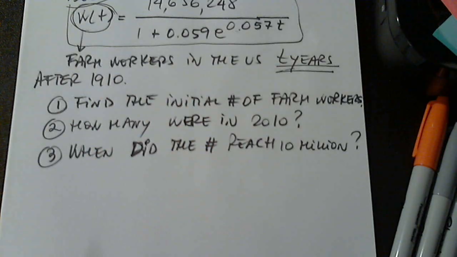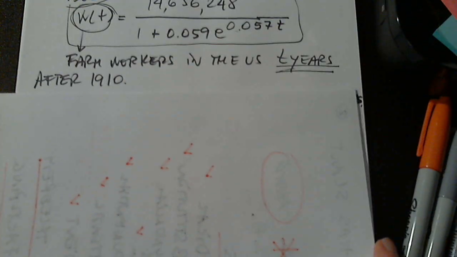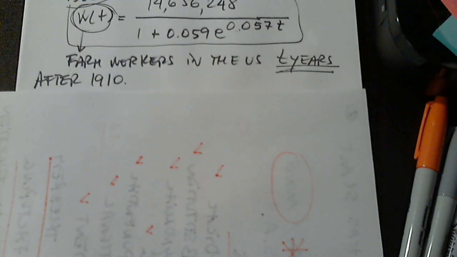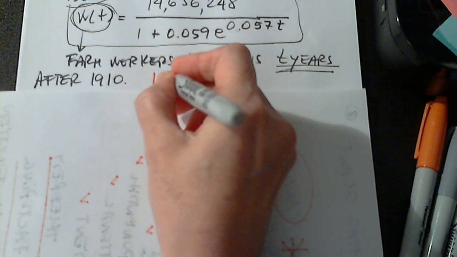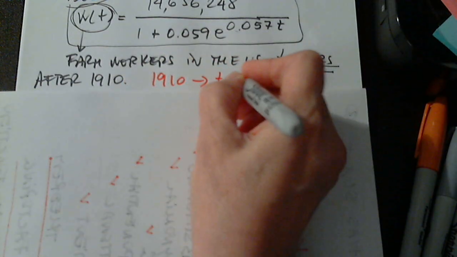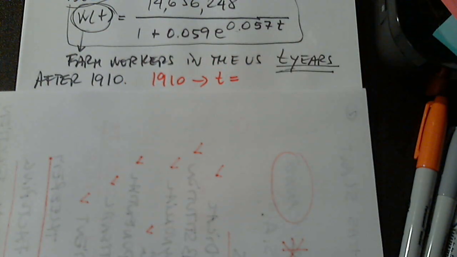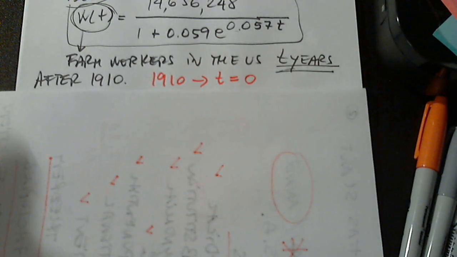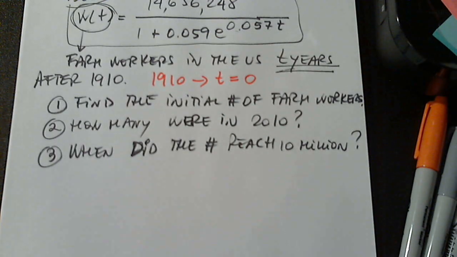When I read the beginning of the problem, I don't look at what it's asking me to do yet, but I immediately have to identify, since it says T number of years after 1910, I know that 1910 represents T equals how many years? 0. Absolutely. Please remember that. Good. And now I read on.